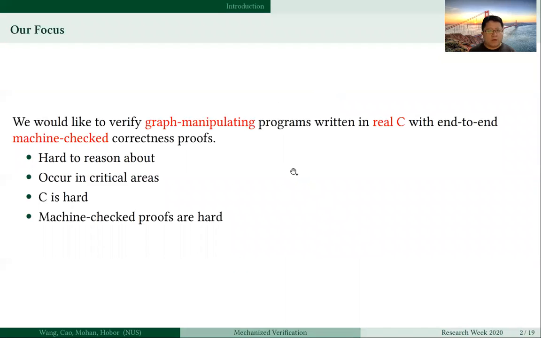We focus on verifying graph manipulating programs written in real C code with end-to-end machine-checked correctness proofs. There are several obstacles about this task. First, graph programs are hard to reason about, but they are widely used in many critical areas. Second, the C programming language is hard. It contains many subtle semantics in some places. For an end-to-end machine-checked proof, we must handle all subtle semantics properly. The last obstacle comes from the machine-checked proofs themselves. They are merciless and lengthy.